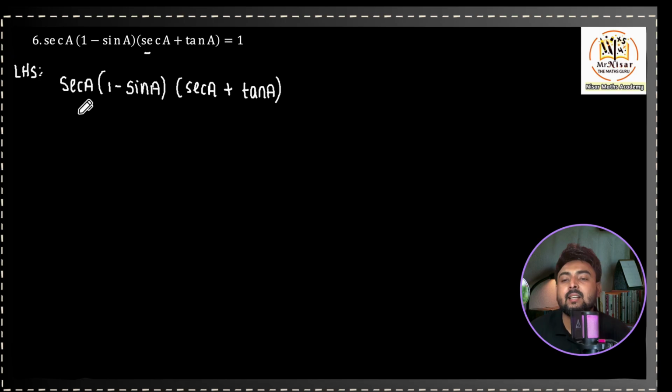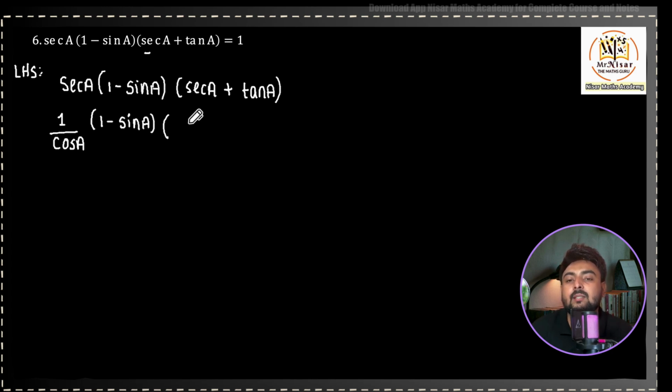So this is sec a. Can I write this sec as sec is a reciprocal of cos? So sec a is 1 by cos a. In bracket it will be 1 minus sin a. Again, sin we cannot convert, so I have written sin as it is. Again we have sec a. Sec is again the reciprocal of cos, so 1 by cos. And tan means what? Sin upon cos, so sin a by cos a.